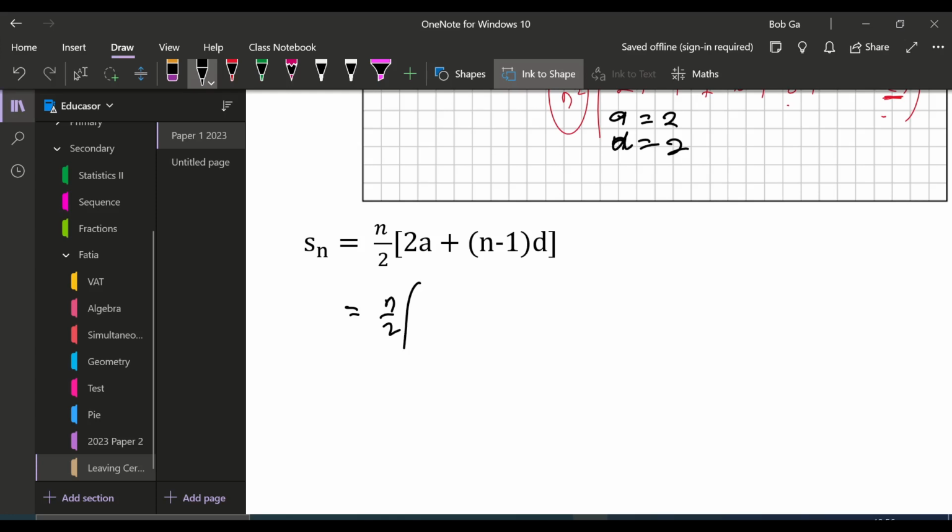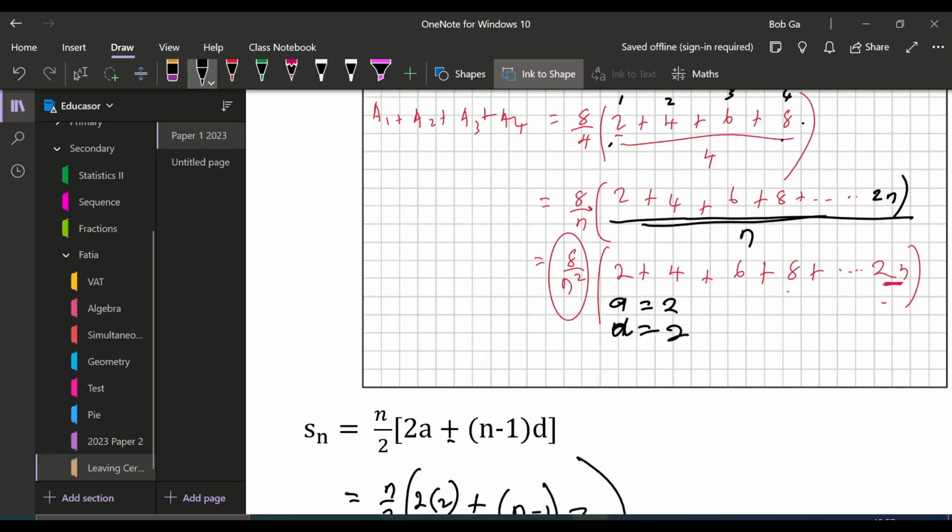n over 2 into 2 times a. Our a is 2, as you can see here, and then plus this d, n minus 1, and our d is 2. That's what we have there. Remember, we're solving just this one here. When we get the value here, we multiply by this one here. We don't forget this.